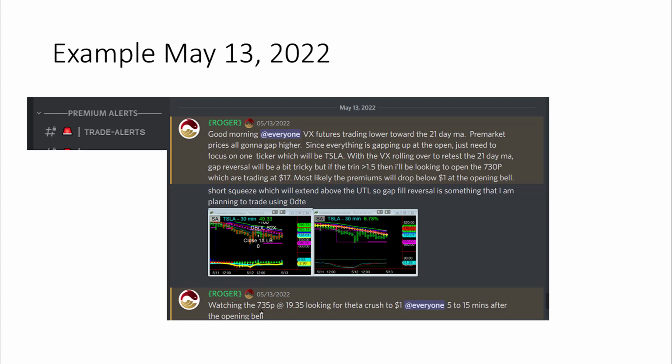And so I was watching the 735 puts, and this is still before the market opened, because we saw Tesla gap up 7%. So we didn't know at that time, is it going to gap up 7 or is it going to gap up at 6? So we're just watching the pre-market. And then let me see if I can find the next trade alert. Yeah, here, I got it. So let me just see if I can take a snapshot of this.